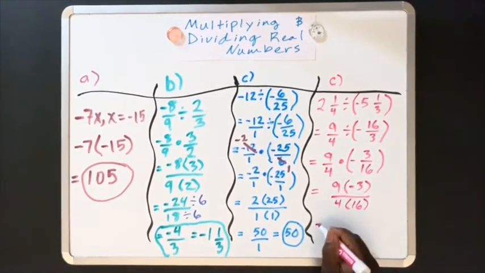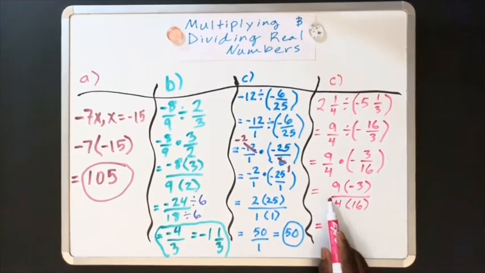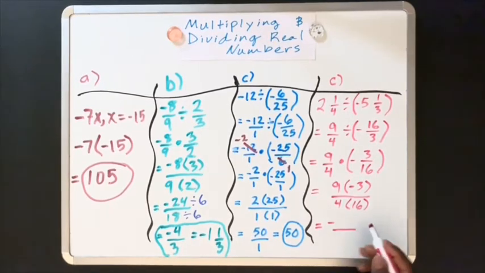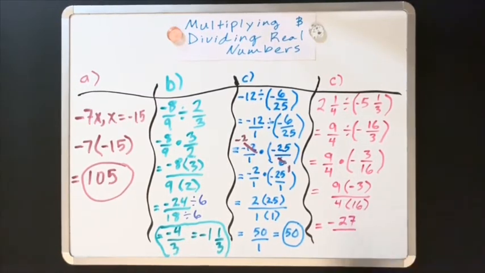Okay, and let's go ahead and perform our multiplication. That's why it's good to know your multiplication facts. So work on that. We have a positive times a negative. So we know that the answer is going to be negative. 9 times -3, that gives us -27. And then we have a positive times a positive, which is a positive. 4 times 16 is 64.